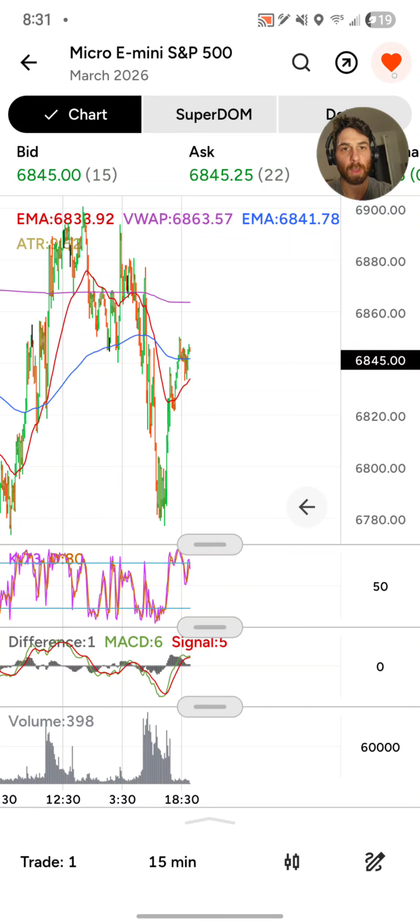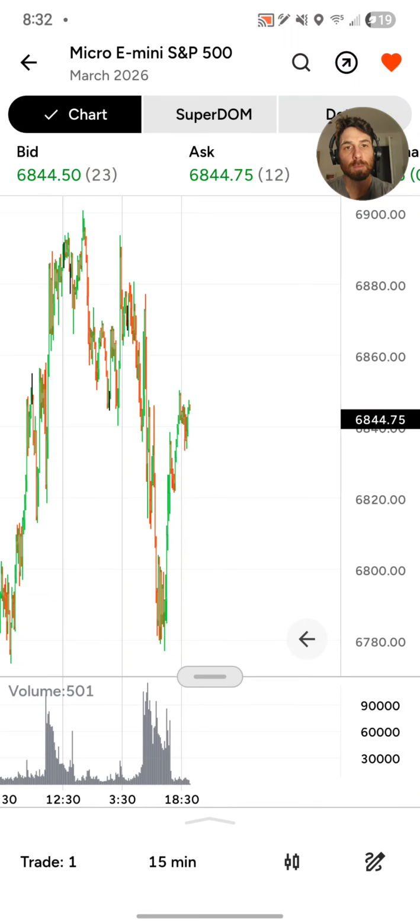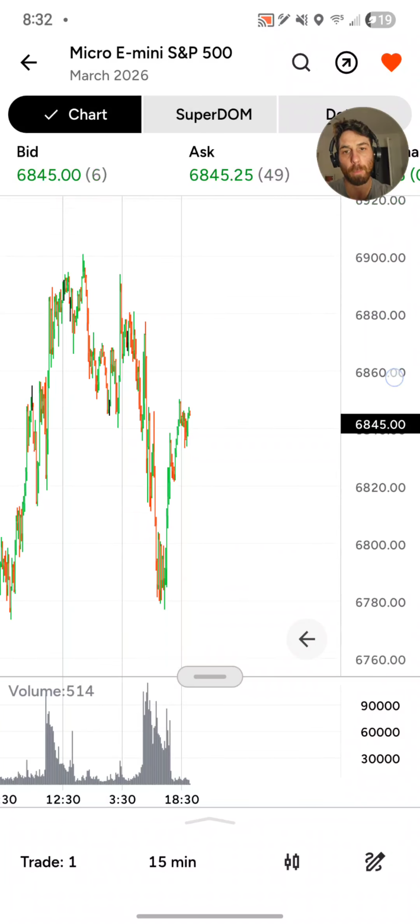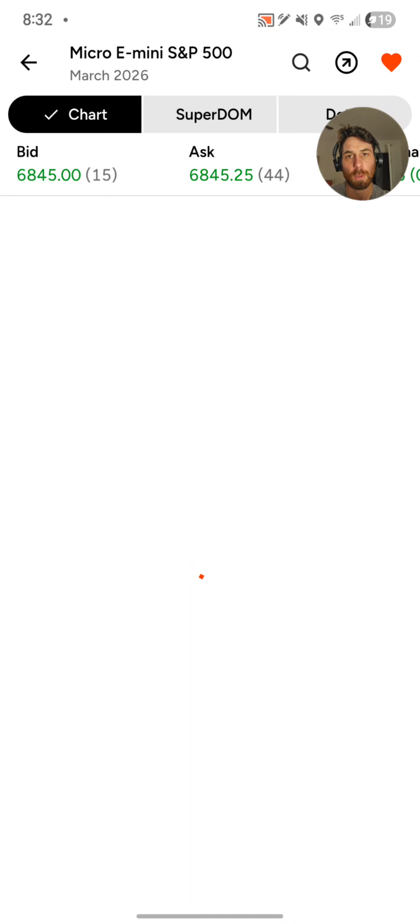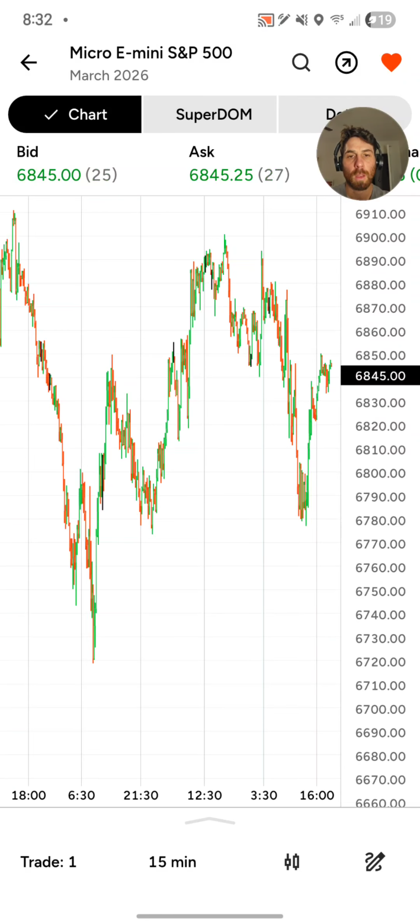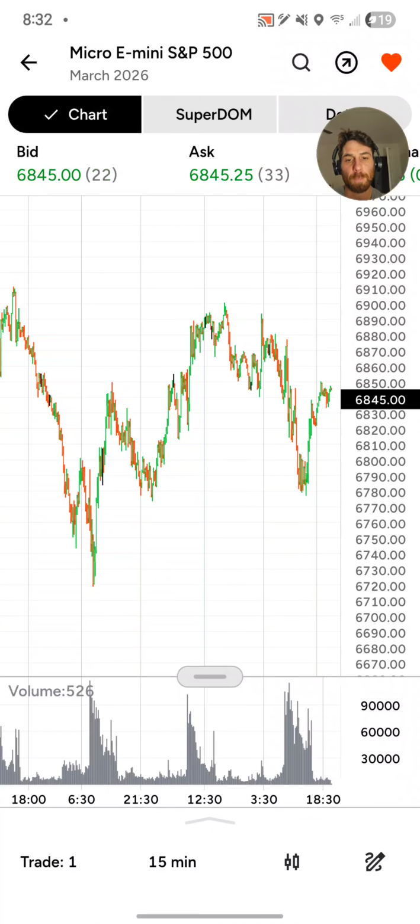And actually, while I'm removing these, I'll just go ahead and pause. Okay, so we're back. And we have a bare chart now. Remember, you can go up and down on the chart on the right. Oh, it's loading. Okay, you can go up and down on the right.